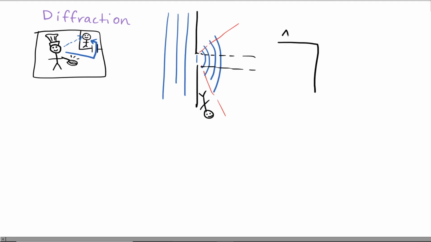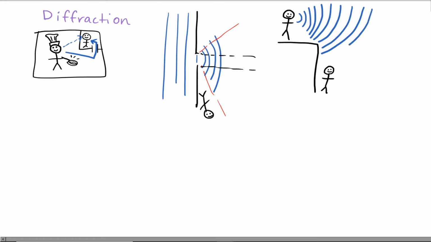And we'll talk about one more example. You've just discovered something fantastic related to physics, and you want to let your friend know, but they're standing around the corner. So you start talking to them, and as the waves come out, they'll actually be able to curve around the corner like so. And eventually, they will reach your friend.